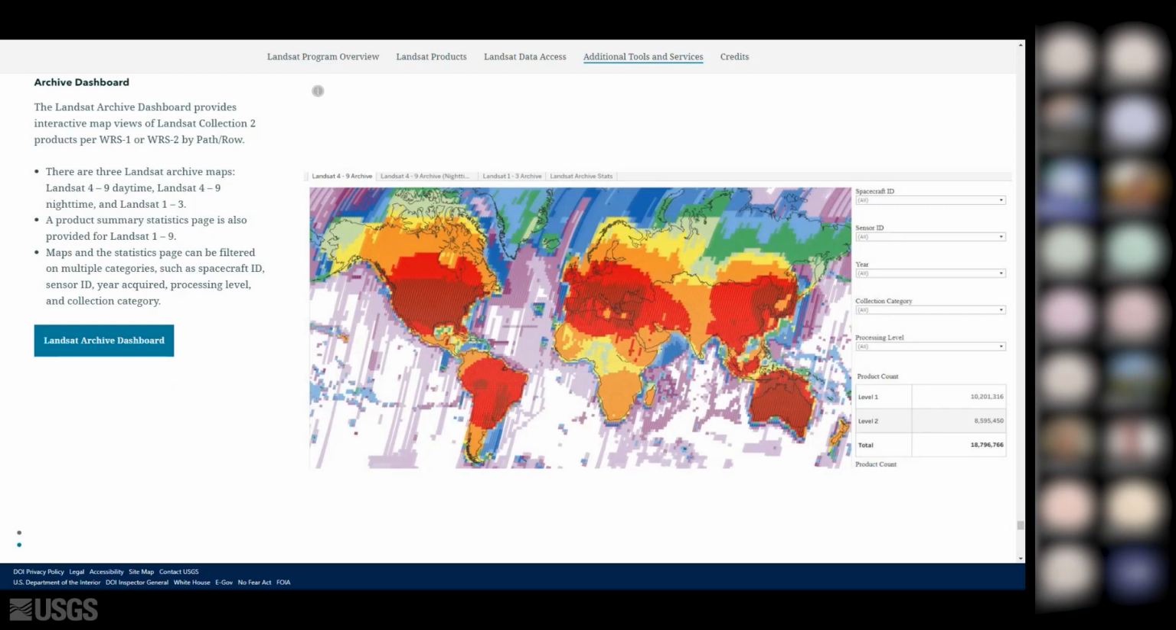There's also some really cool filter options that you can filter for things like processing level. So if you're interested in seeing how many level 2 products are available for a certain path row or for a certain area, or even looking at products by year, you can check out things like that.